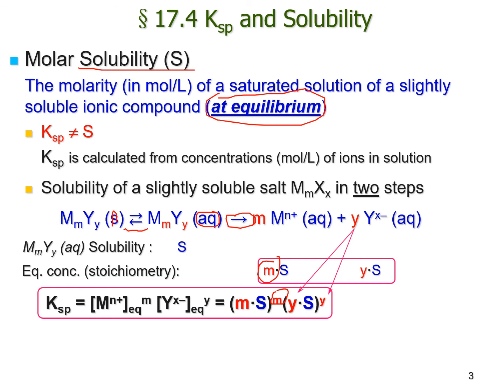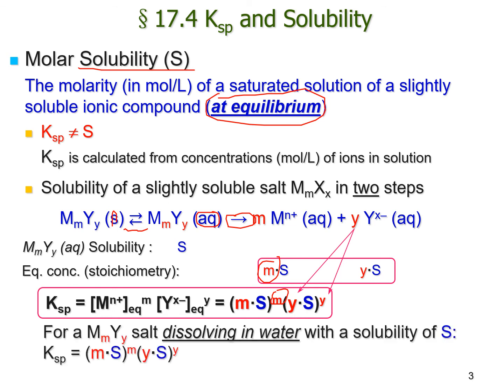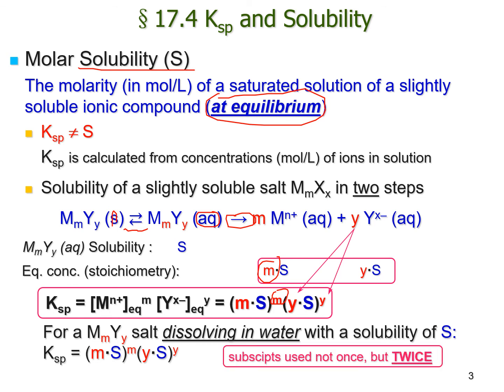So as a reminder, these coefficients will appear twice in the mathematical expression of KSP, especially when we use the solubility of the compound. One as a multiple of solubility, and second as the exponent of the concentration of the ion. All right, so from all this discussion, now we understand that if we have any slightly soluble salt dissolved in the water with a solubility of S, its Ksp is equal to this format. Again, as a friendly reminder, the subscripts of M and Y here are used twice, not once, twice, in the mathematical expression of a Ksp.